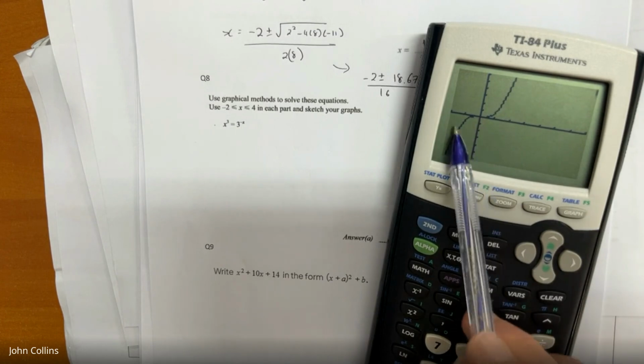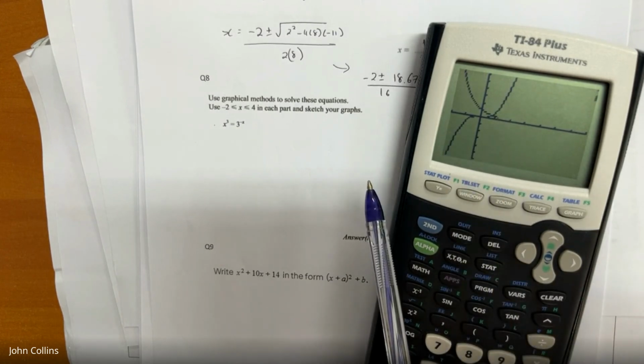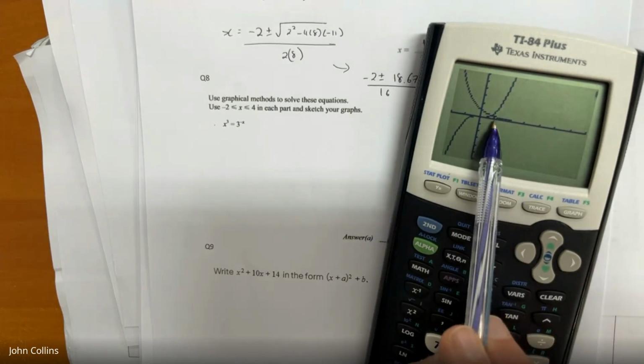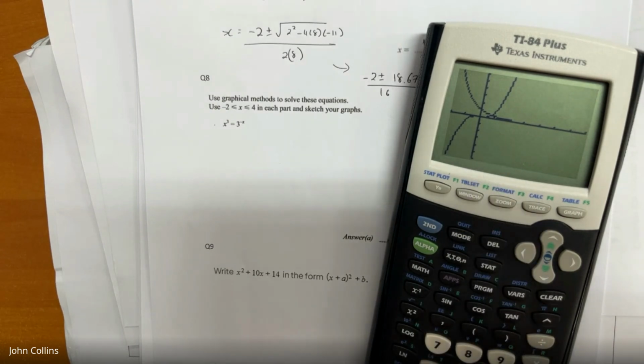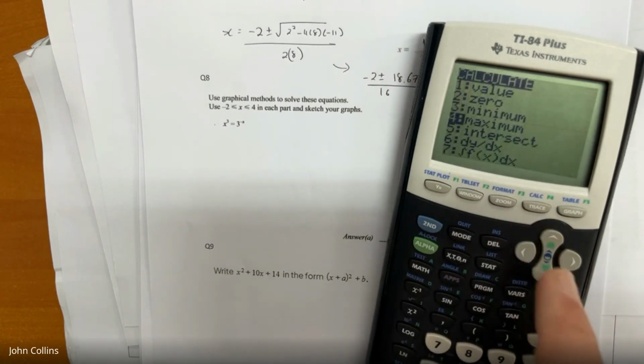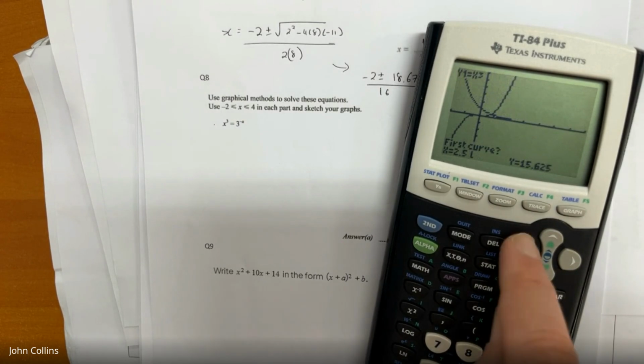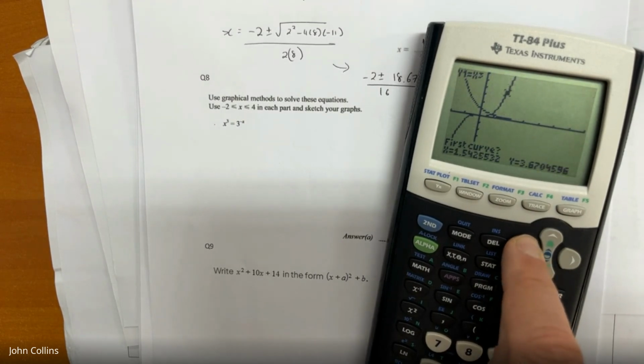Okay, so that's x cubed, that curvy function, and that's 3 to the negative x. We're looking for where they cross over here. So how do I find that? Press second, trace, and go down to the 5, intersect. I think it only has 1 point of intersection.